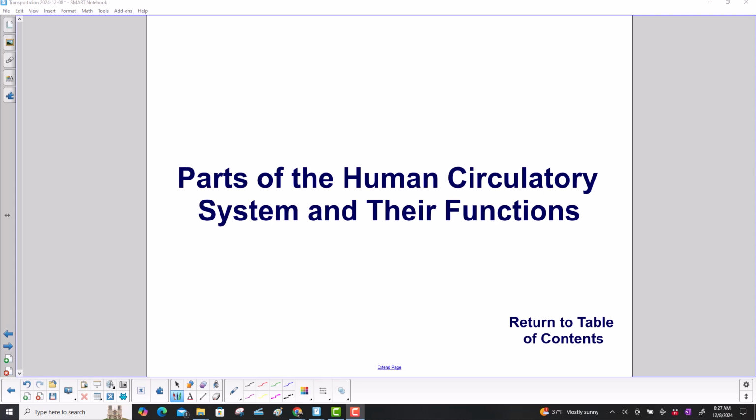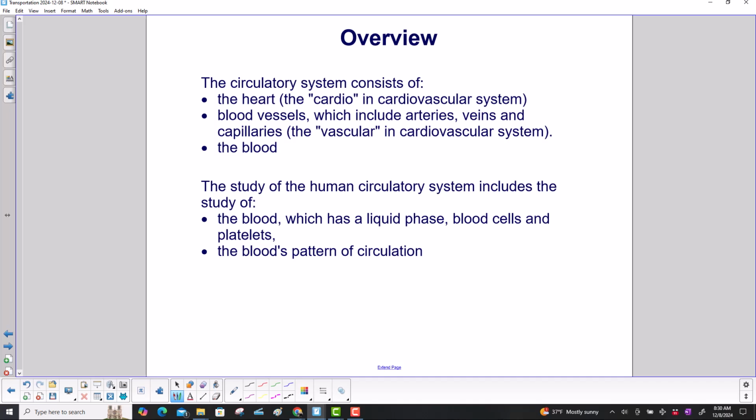Parts of the human circulatory system and their functions. The circulatory system consists of the heart, which is the cardio in the cardiovascular system, blood vessels, which include arteries, veins, and capillaries, that's the vascular in the cardiovascular system, and the blood.